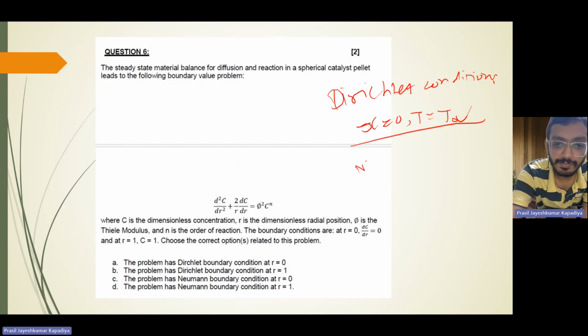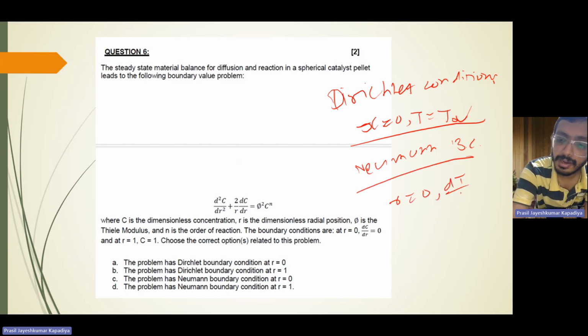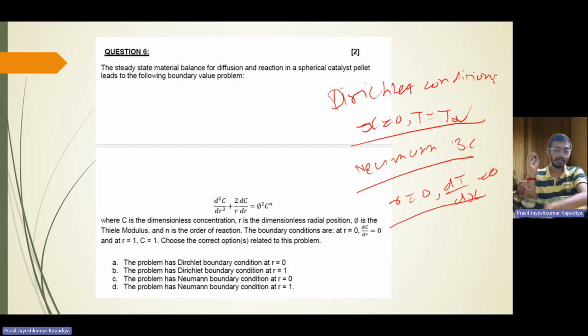And what is Neumann boundary condition? Let's say at x is equal to 0, dT by dx is equal to 0 is given. So this is called Neumann boundary condition. So let's try to relate it with this. So what kind of boundary condition is this? At r is equal to 0, dC by dr is 0.